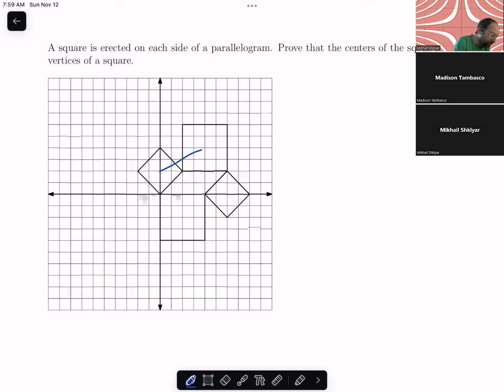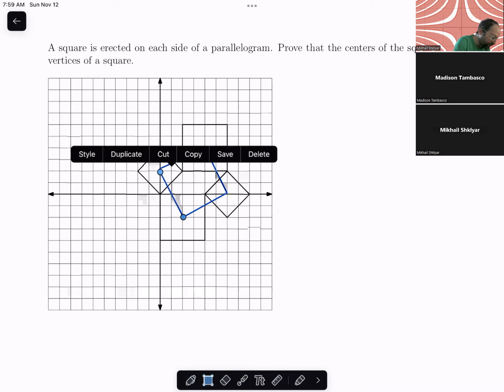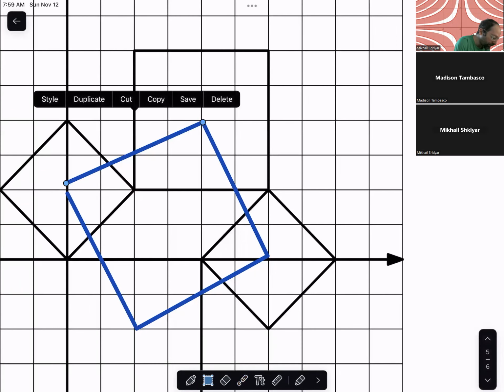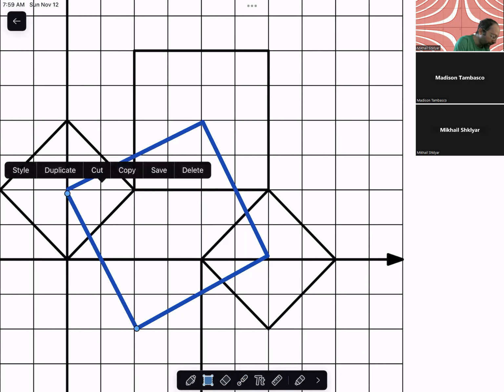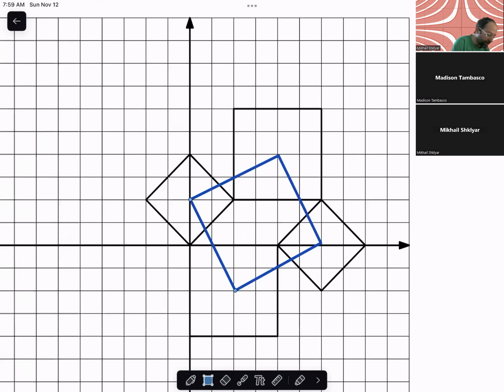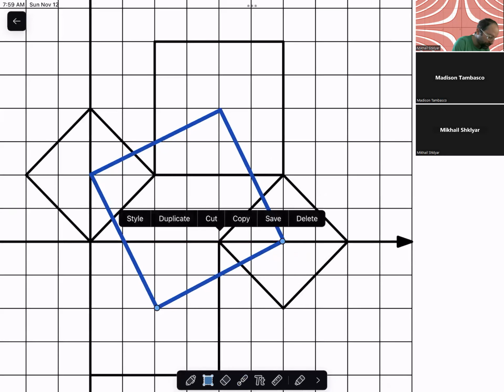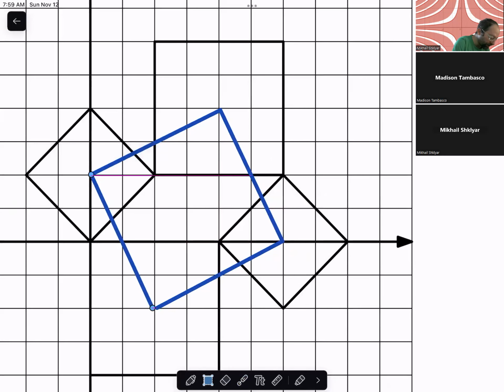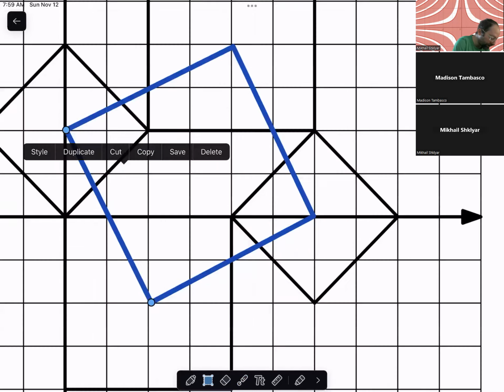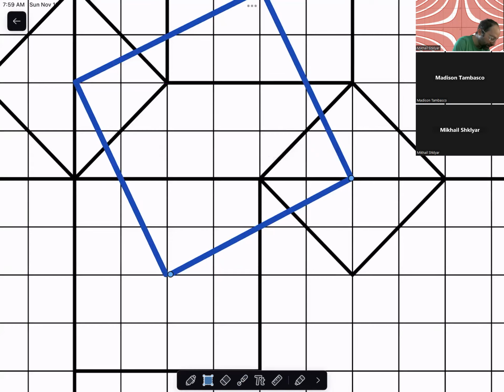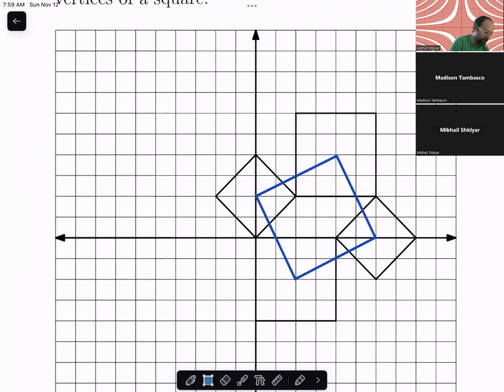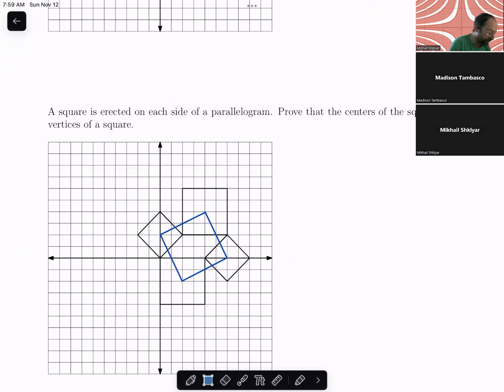So essentially what it's saying is if I take the centers of these squares, right? I'm erecting squares on the sides of the parallelogram. I'm a little bit OCD with this. Okay. All right. Okay, cool. All right, so I'm erecting squares on the sides of a parallelogram.